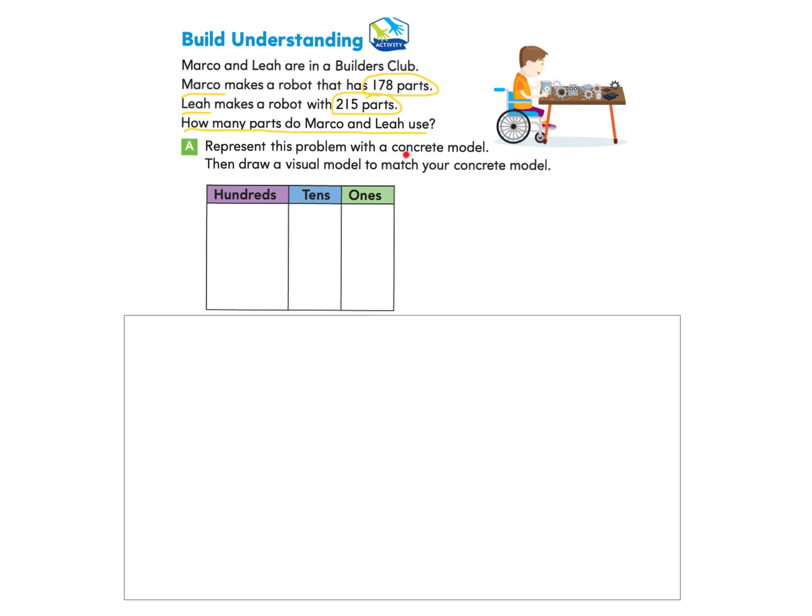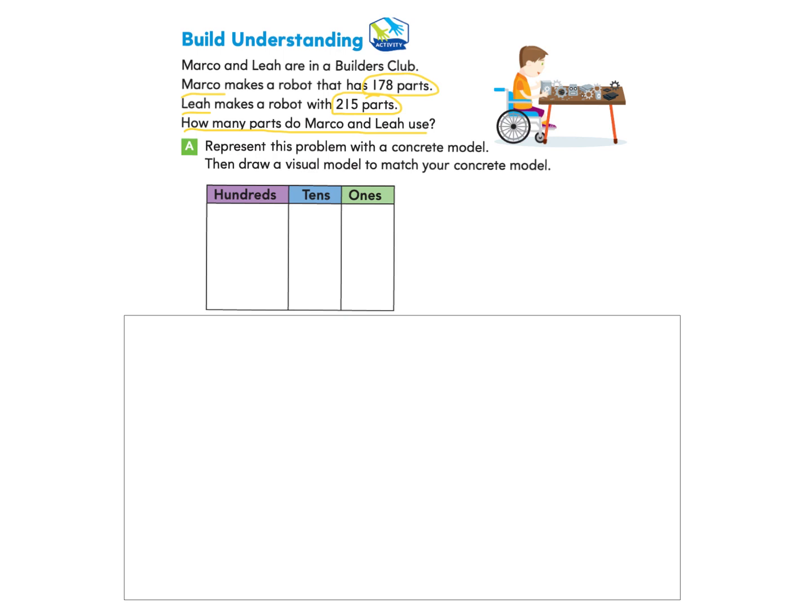Represent this problem with a concrete model. Then draw a visual model to match your concrete model. So if you have some cubes at home, you can make a concrete model of this problem. And then you can come back and draw the visual model with me to match your concrete model.